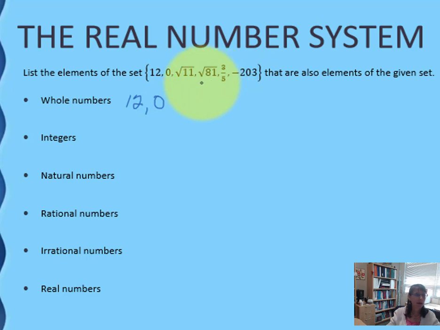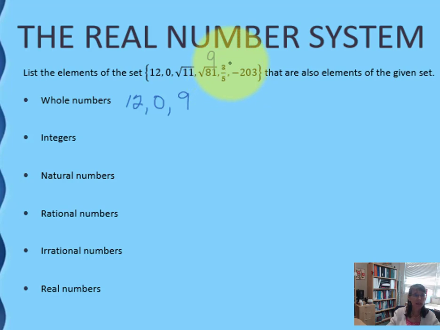Square root of 81. Now some of you actually might know that that simplifies as 9. If you didn't remember that, then simply find the square root of 81 with your calculator. So 9 is a whole number.